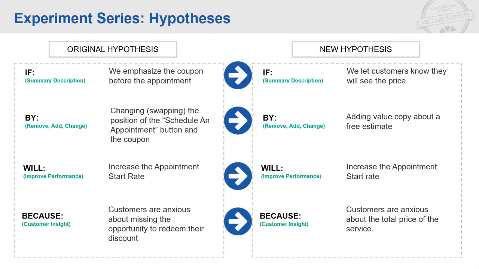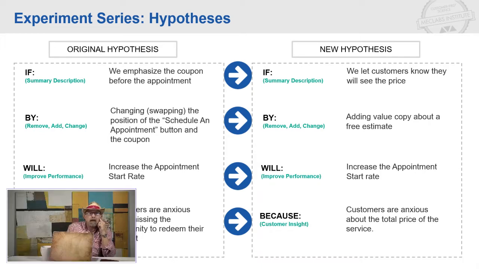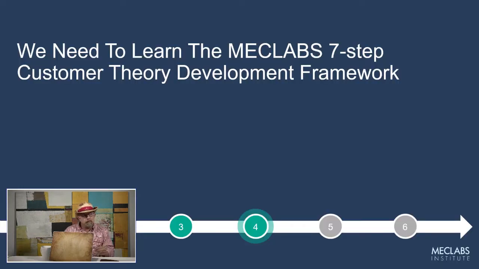We let customers know, here's sort of the whole statement, if we let customers know they will see the price soon, or it's about to be shown, adding a value copy about a free estimate, we might increase the appointment start rate because customers are anxious about the total price of the service. Seems reasonable, but is it? Well, that's where we're going to unpack the 7 steps.